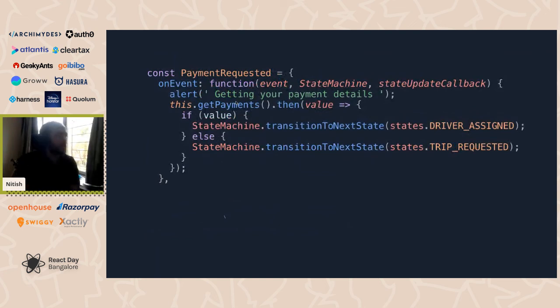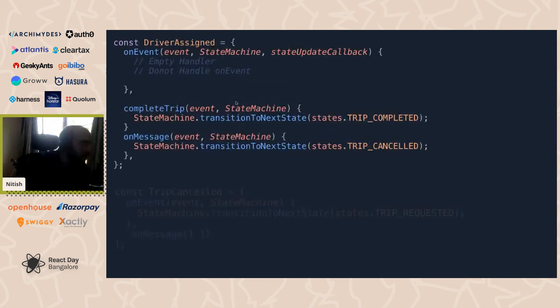Similarly for payment requested, if I had to make an API call and then, based on some value, go to say state A or state B, you can make that transition. The driver assigned state does not have an on event or a button click here. It has in fact another event called complete click, which will do the transition here. So if I make the button click that I was doing in the earlier states in driver assigned, it will not honor it, and that event will get handled accordingly.